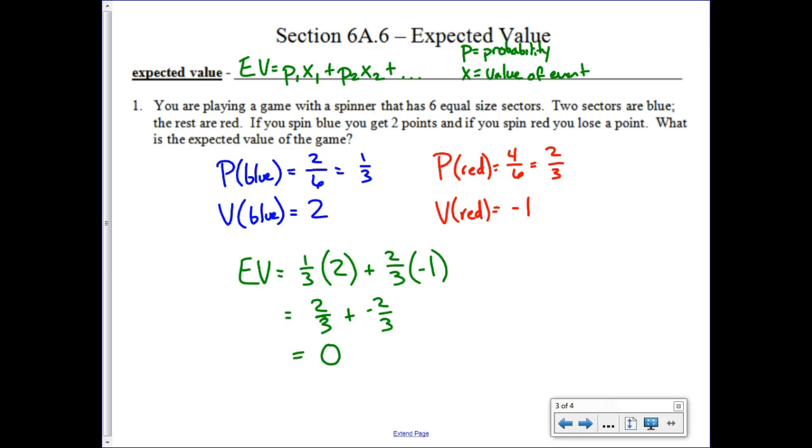What this tells us then is that it's a fair game. You have an equal chance of winning or losing this game because it's an expected value of 0. So you are just as likely to be in the positive on points as you are to be in the negative on points.